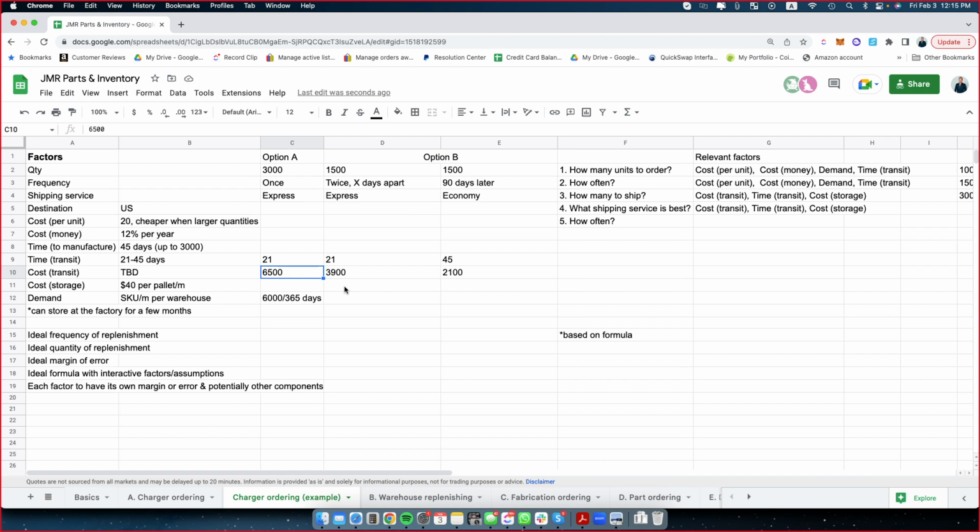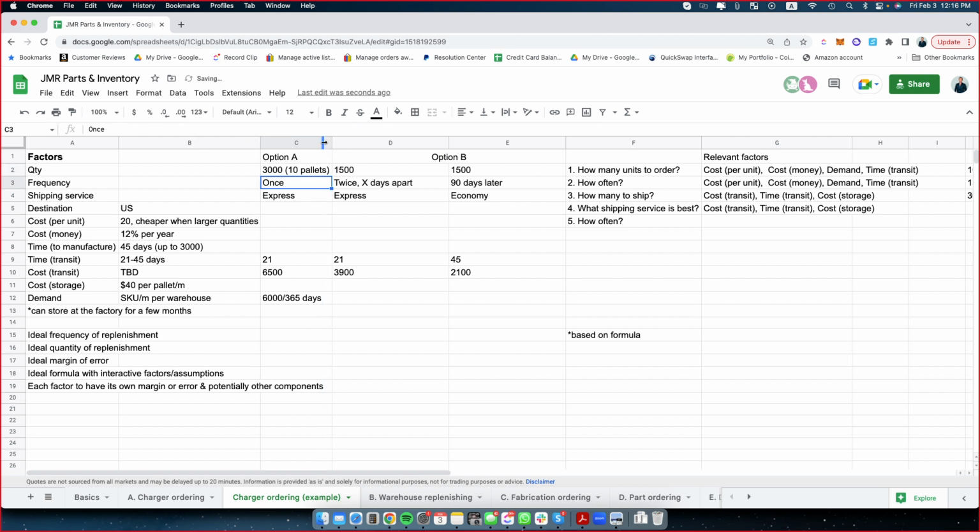But then let's think about the life of this inventory lasting in our warehouse. Let's think, if we ship it, if it's $40 per pallet per month, and let's make it easy and say 3,000 units is 10 pallets. Okay, which means that this is 5 pallets and 5 pallets.